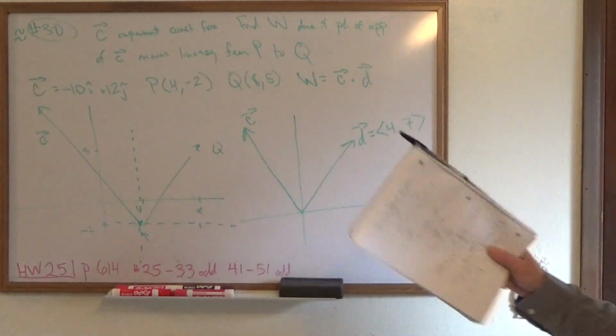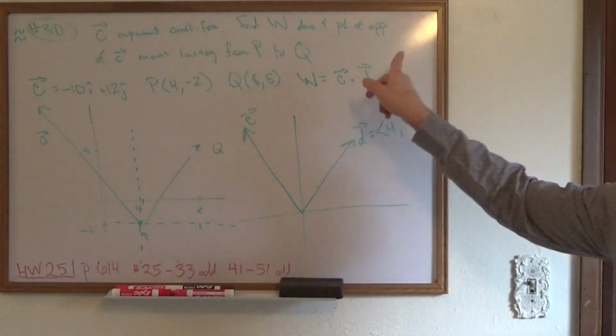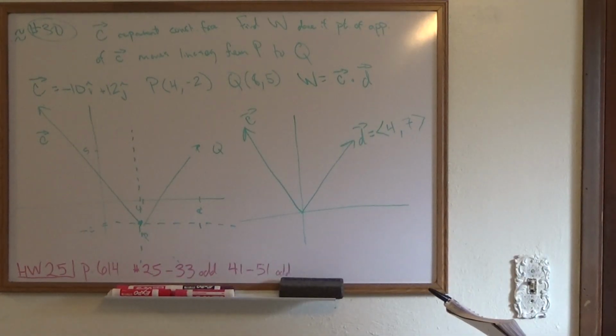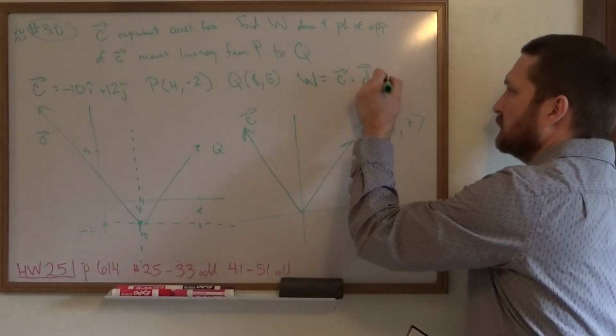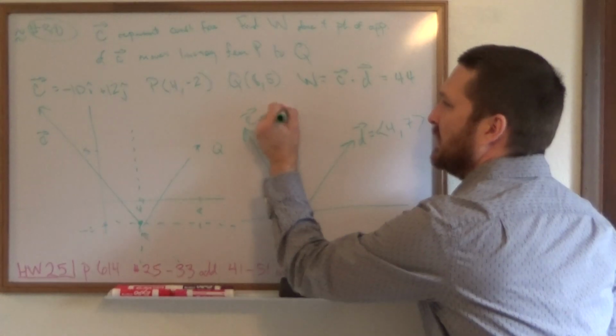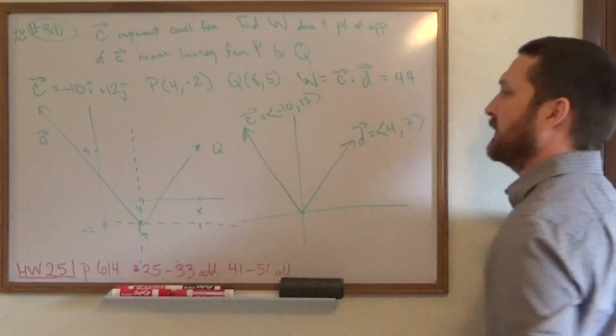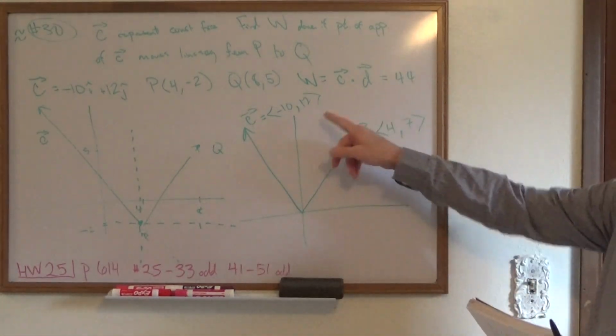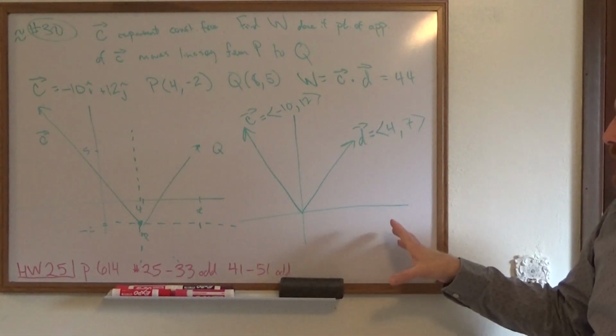And now, there you go. Take the dot product of those two bad boys, and you get 44. Right? Okay. Right, because that one's negative 10, 12. There you go. Okay? So that's the kind of thing you're doing, okay?